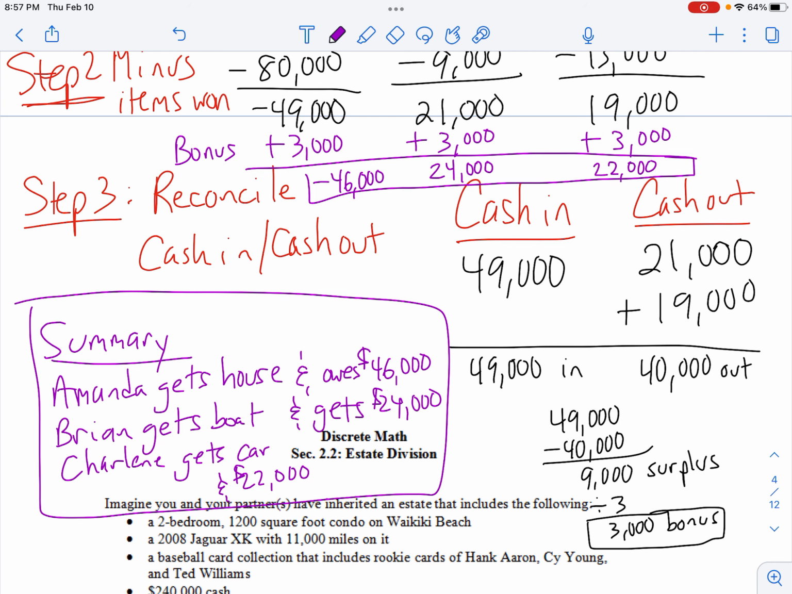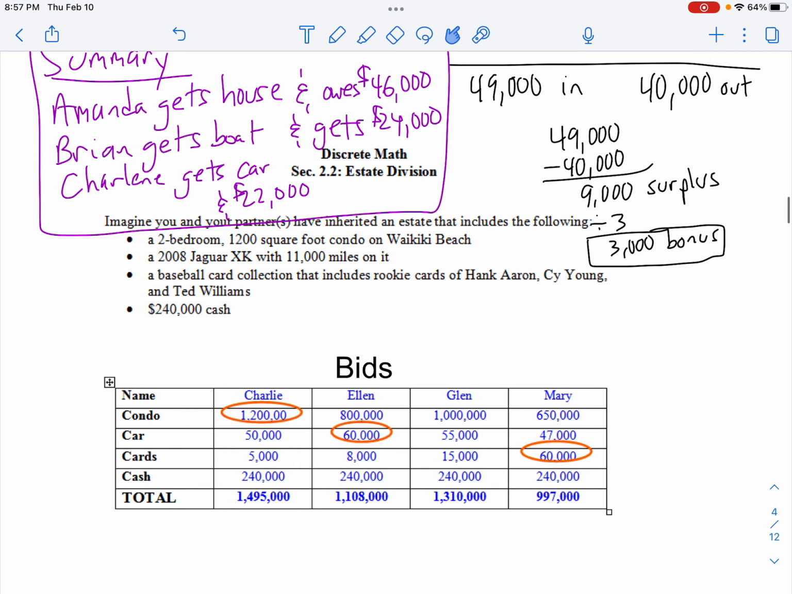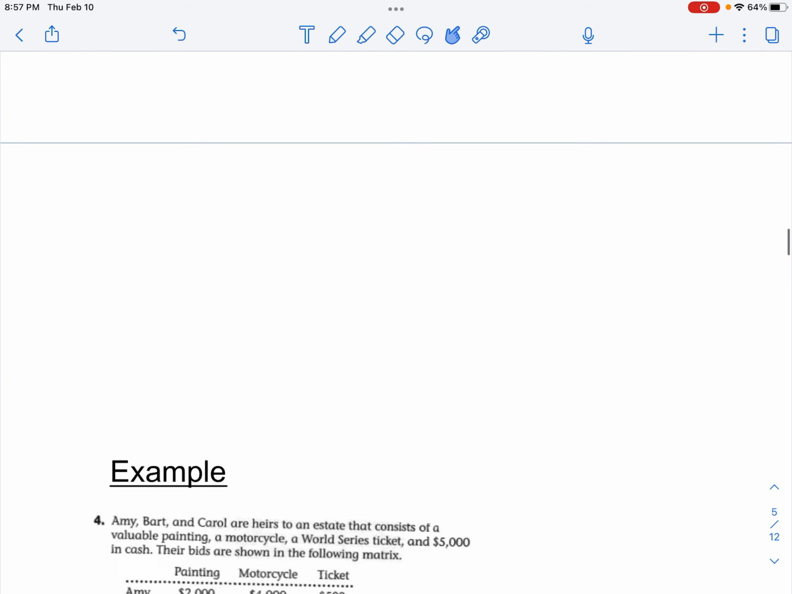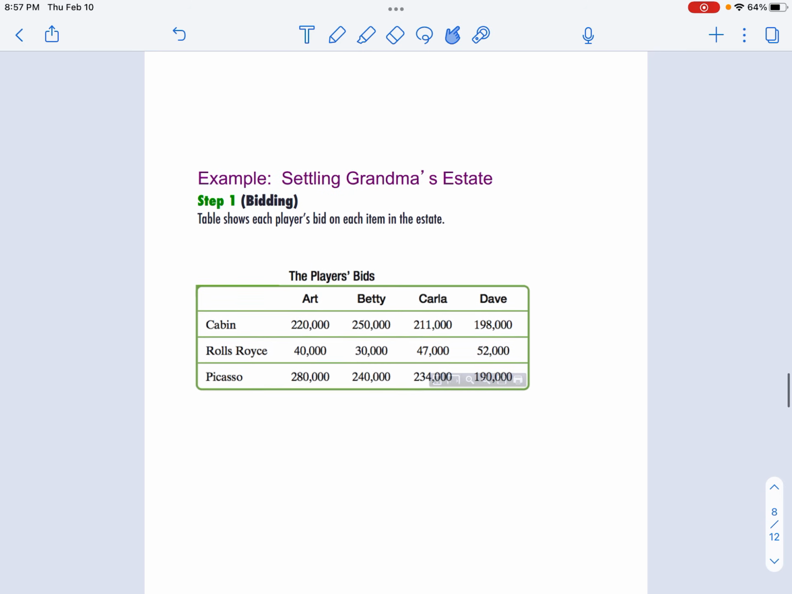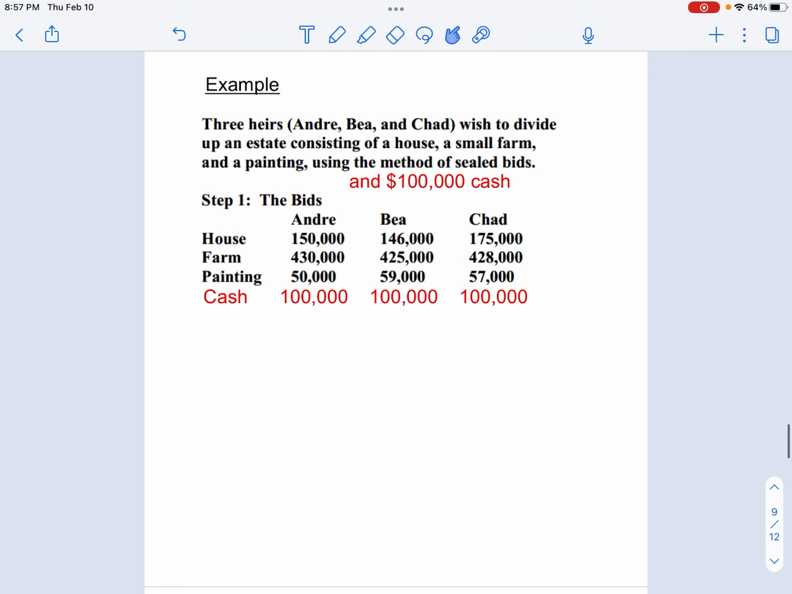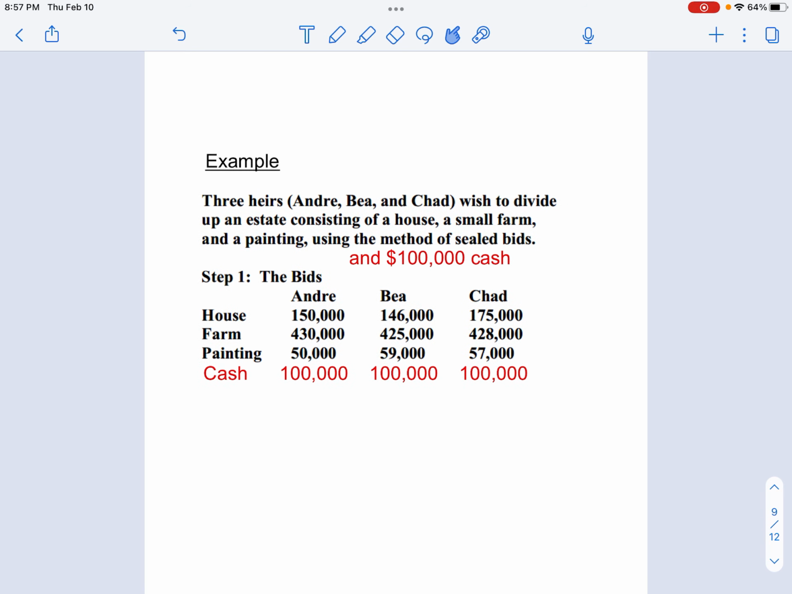Let's do a problem now that has cash in the original estate. Okay, I'm going to scroll down a little. I think there was a good problem down here on slide, I think it was 9. Yeah, right here. Let's do this one. All right, this one has cash.